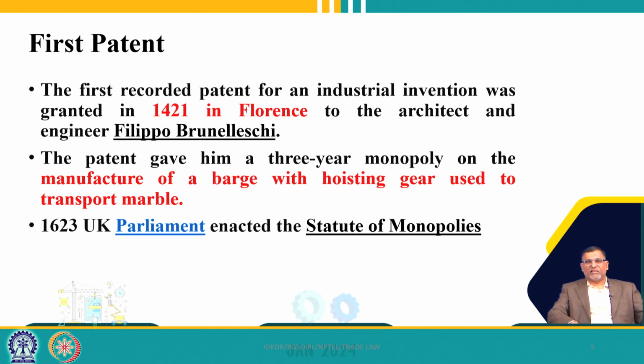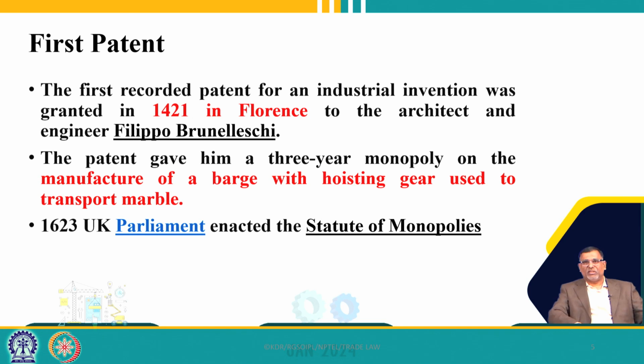As we already said in the earlier class, it is not the first time intellectual property came with the TRIPS agreement. Intellectual property has been protected from time immemorial, and you can see some of the inventions in the 15th century, 1421 in Florence. He was given a patent and a 3-year monopoly. The patent was granted for the manufacture of a barge with a hoisting gear used to transport marble.